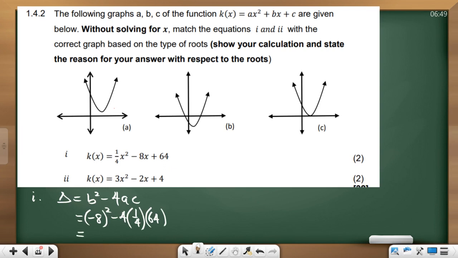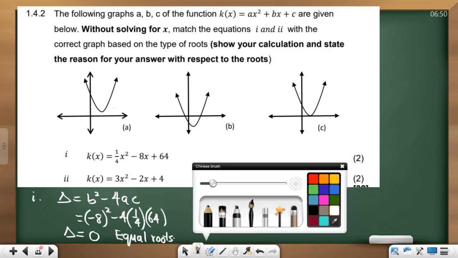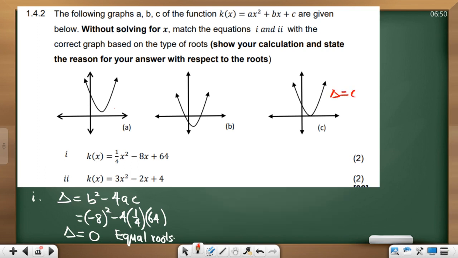Let's throw that in a calculator quickly. But you can calculate, that will actually give you 64 minus 64. That will be 0. Do that quickly. Your discriminant is 0. If my discriminant is 0, what happens? They should be equal roots. And where are they equal? Graph C. Beautiful. For graph C, my discriminant is equal to 0. My roots are real, and not just real, they are equal roots.